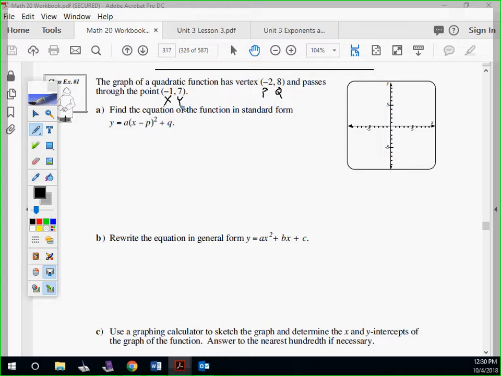So Y is 7. I don't know A. -1 for X. The vertex is -2, so what do I put there? +2, squared, plus 8. I'll stop there and take questions. That's the hard part today. That's all you're doing today: plugging it in, and now we're going to solve for A.